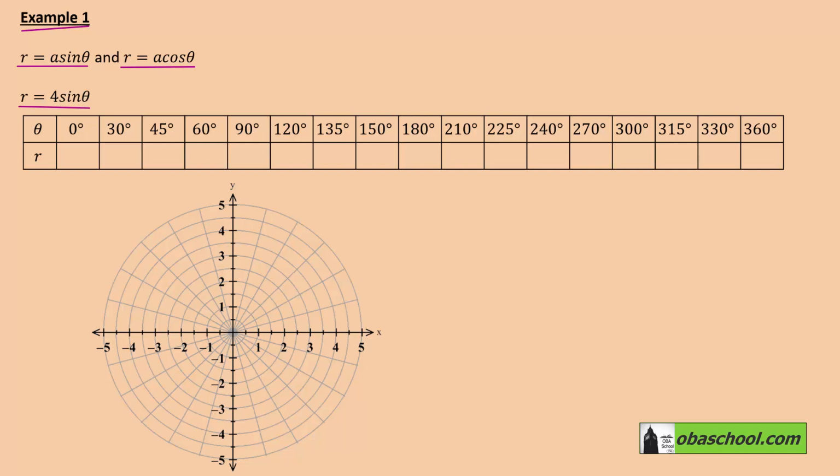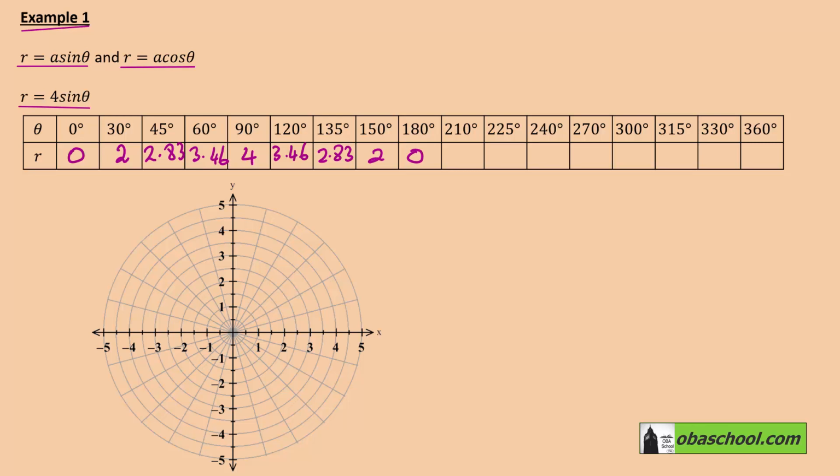For sine 0, we know sine 0 is 0, so that one is going to be 0. Sine of 30 is a half, 4 times a half is 2. Now the other values you may want to get with the calculator. This one to 2 decimal places is 2.83. This one is 3.46. The sine of 90 is 1. 4 times that is 4. And then this one will be 3.46, 2.83, 2, and the sine of 180 is 0, so this is going to be 0.